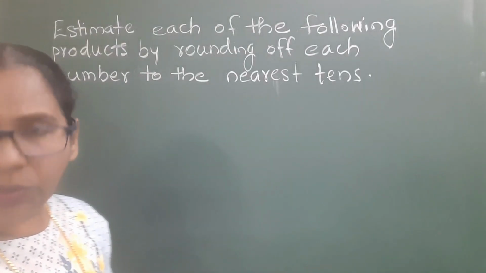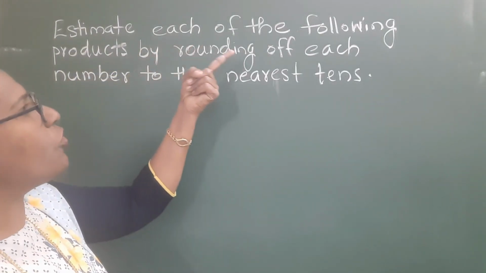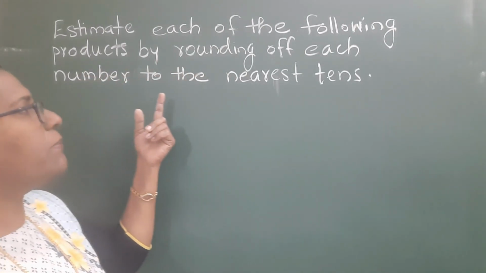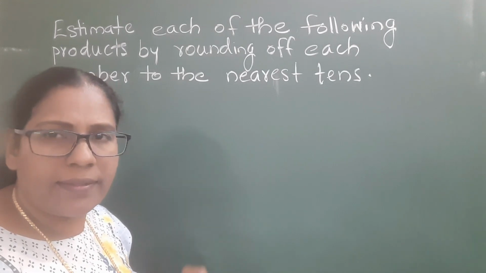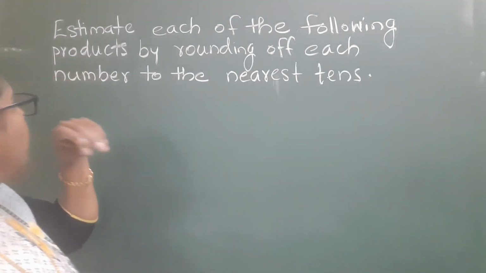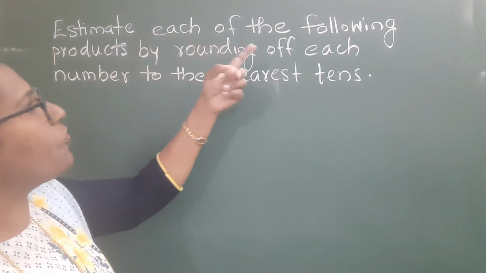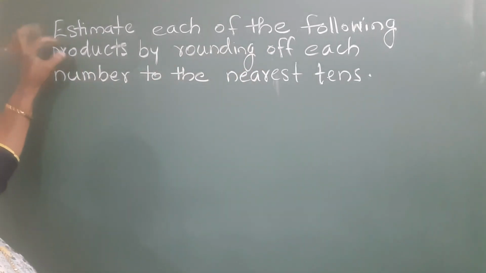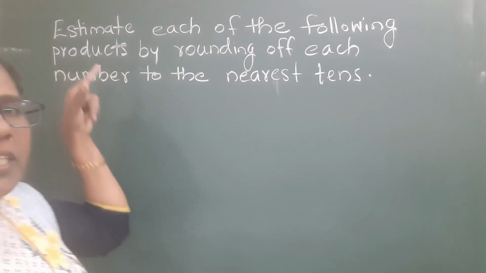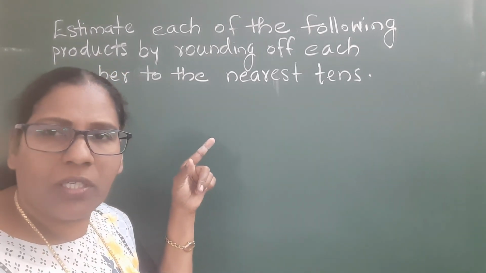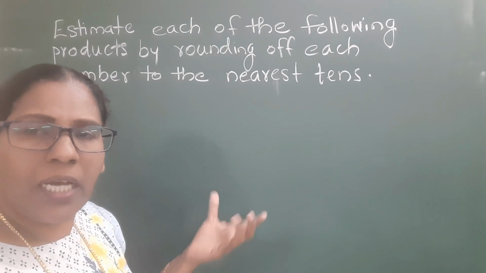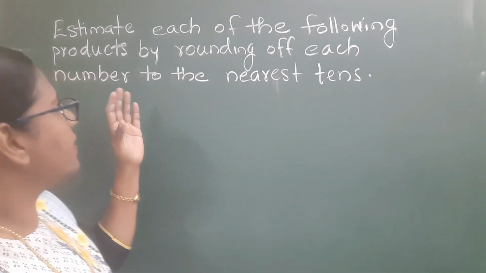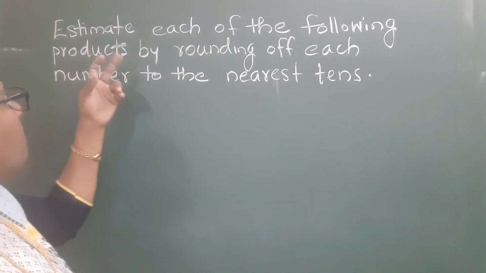Now we are going to estimate each of the following products by rounding off each number to the nearest tens. Read this again. Estimate each of the following products. Here the word given is products. That means we have to do multiplication. After doing multiplication, we get the product. So this has to do with multiplication.